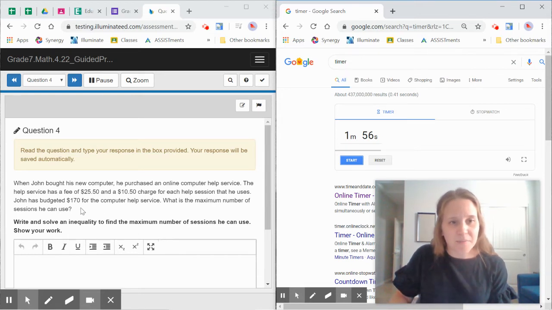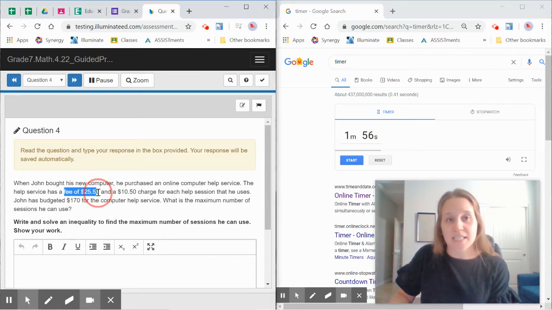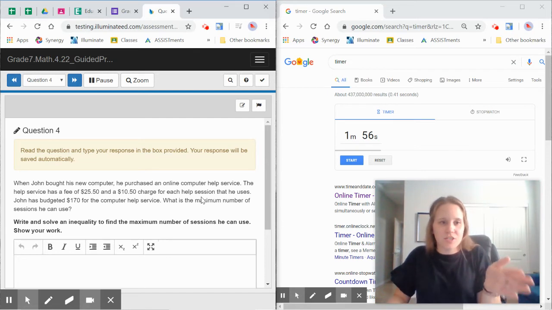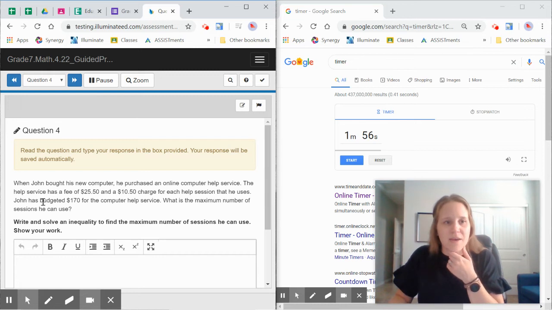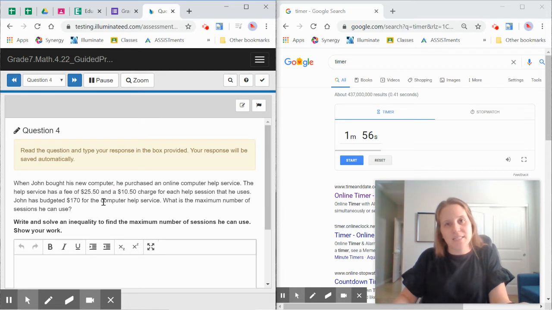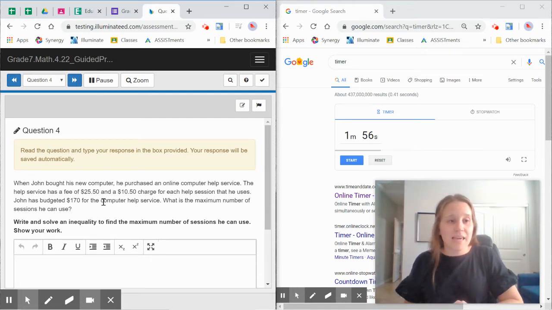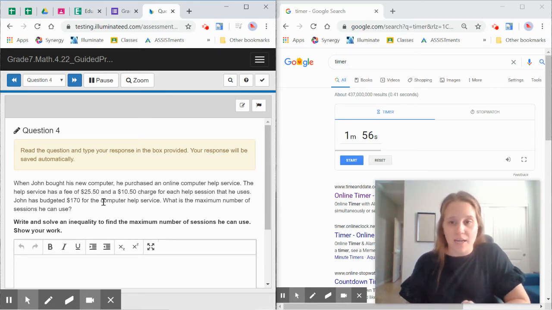This problem says I've got a fee, just like the taxi, and I've got a $10.50 charge for each help session. So I am imagining adding that fee to 10.50 times the number of sessions, so 10.50x. And then I see budgeted $170. Do you know what a budget is? A budget is like how much money you can spend on a certain thing. So if John is budgeting $170 for the computer help service, it means he could spend $170 on it.